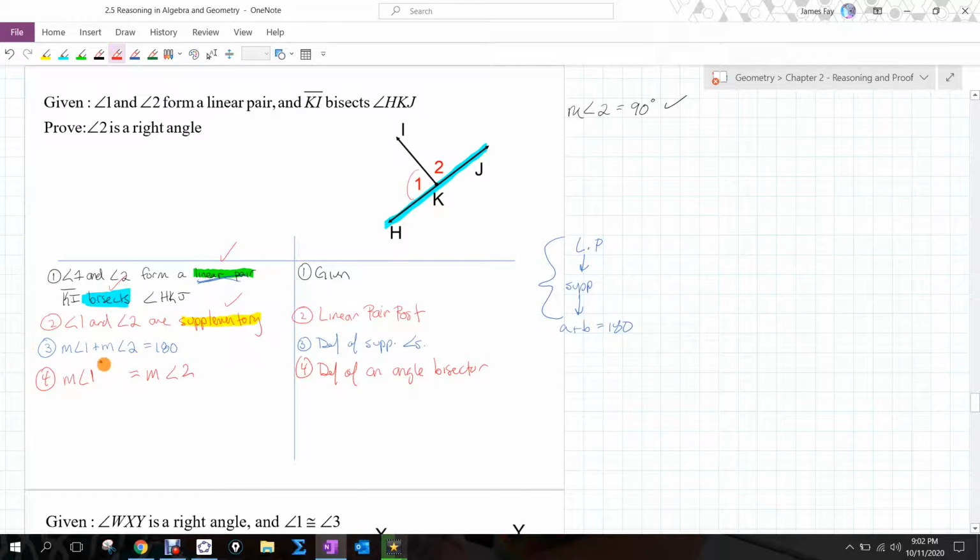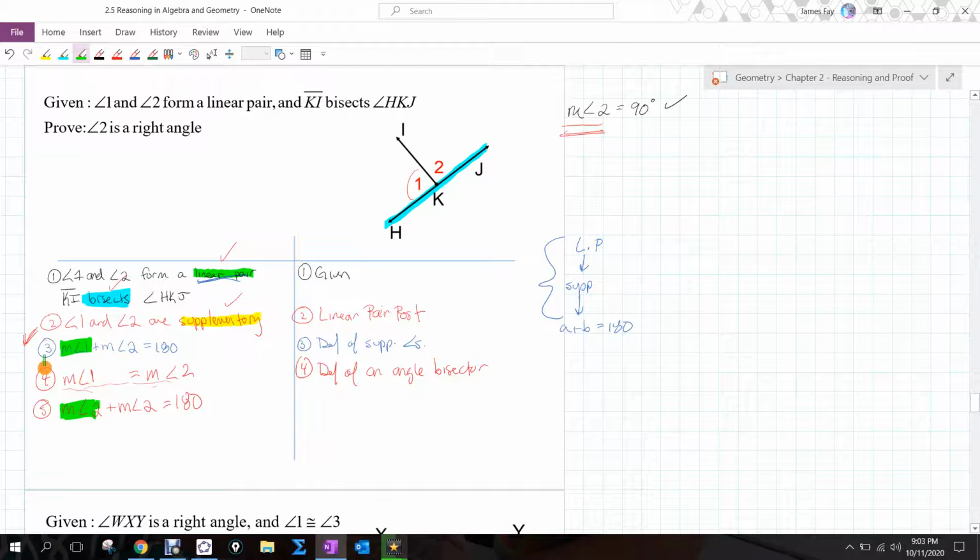Okay, and what I see right away, and you can do this one of two ways, but I want angle 2 to be left in here. Okay, so right now 1 and 2 are the same thing. What I'm actually going to do is rewrite statement number 3, but I'm going to write it using this logic right here. So 1 plus 2 is 180, but 1 and 2 are the same thing. Can I rewrite that as measure of angle 2 plus measure of angle 2 equals 180?